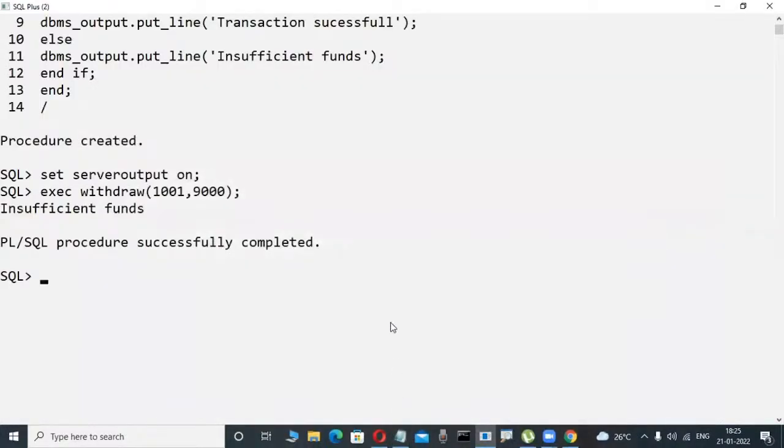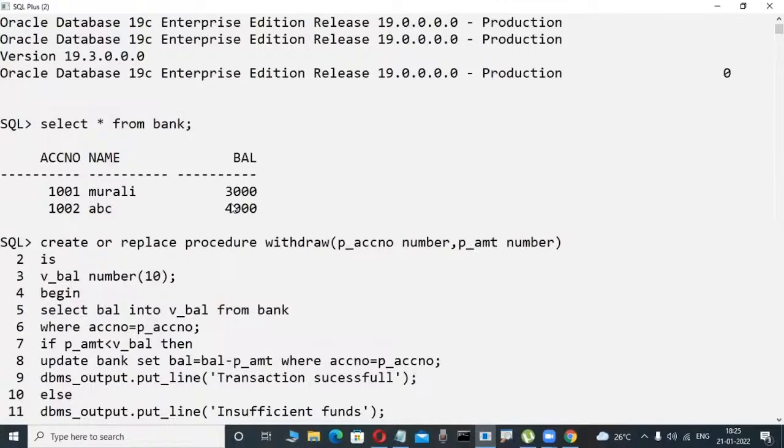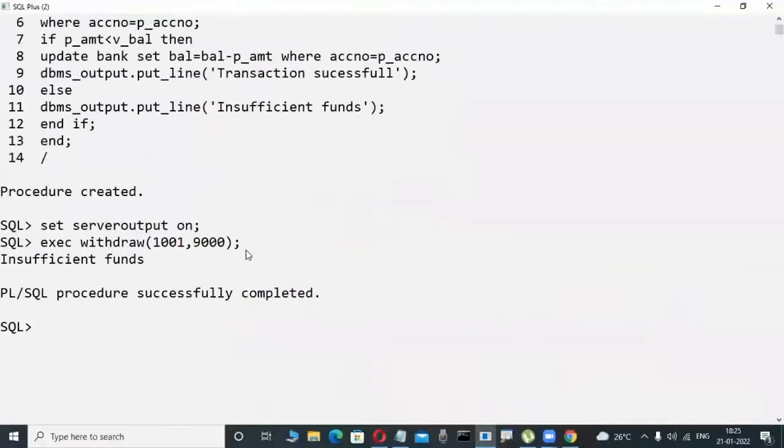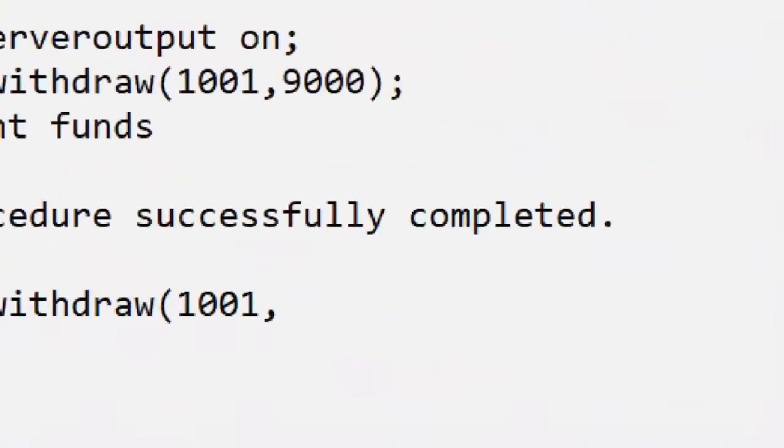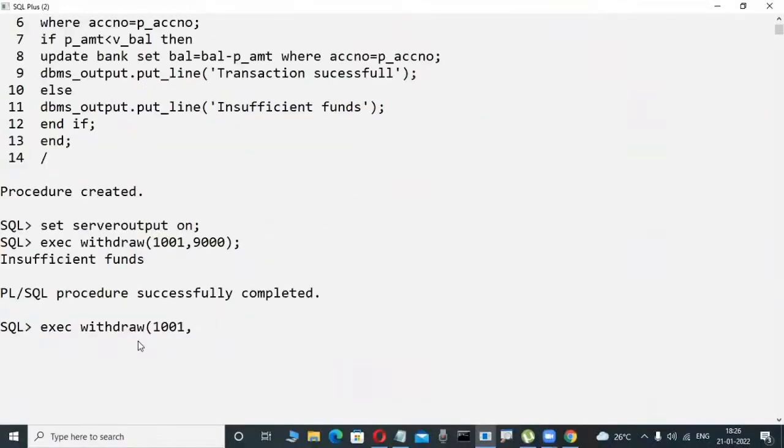Now check it out. Another case, OTP validation, all those things, same thing. For example, in this case my balance is 3,000. Now I try to withdraw 2,000 rupees, for example. Here, observe it here, 1001 is my account number. I try to execute withdraw again. Okay, so now in this procedure I try to withdraw 2,000 rupees.